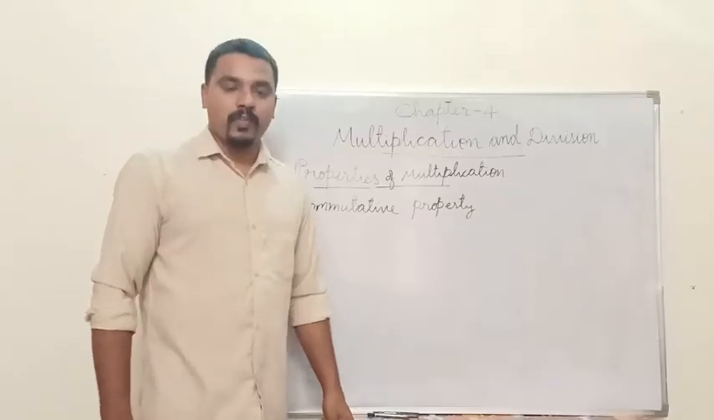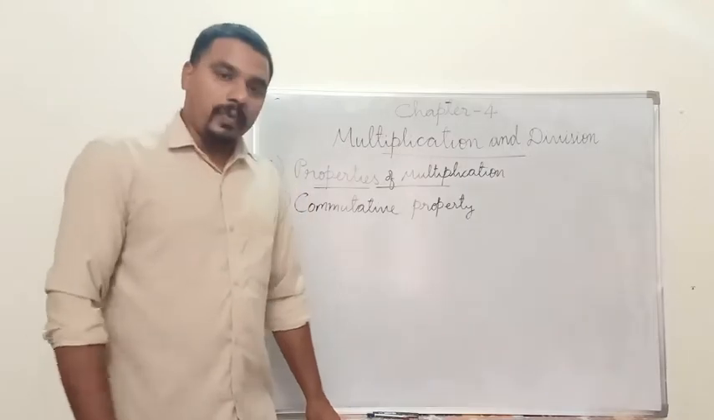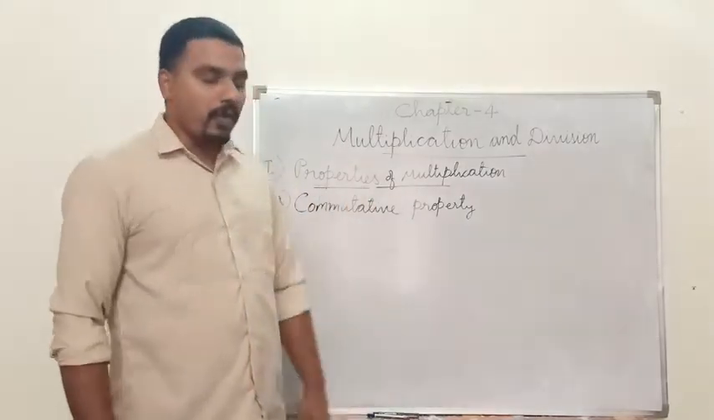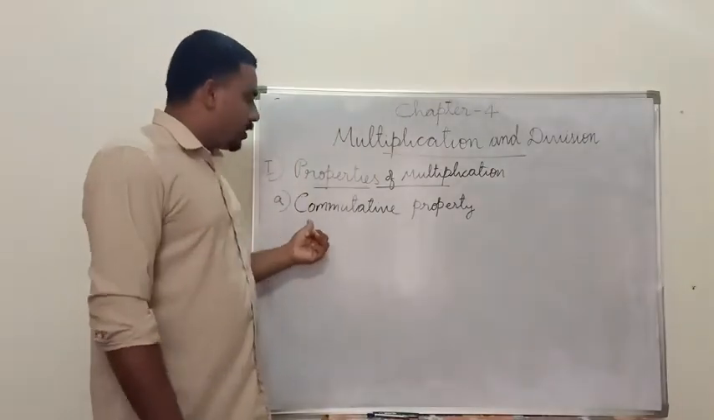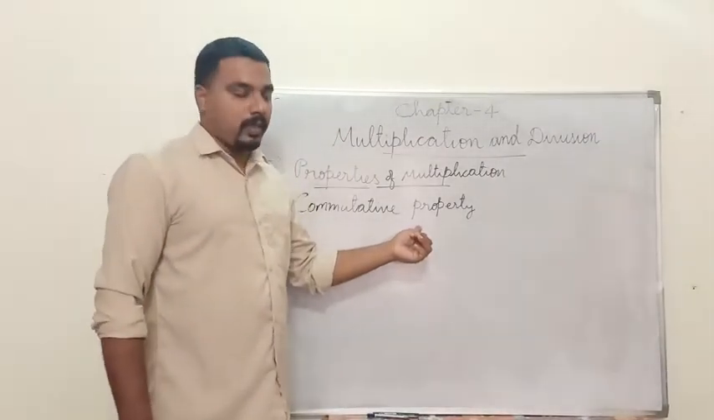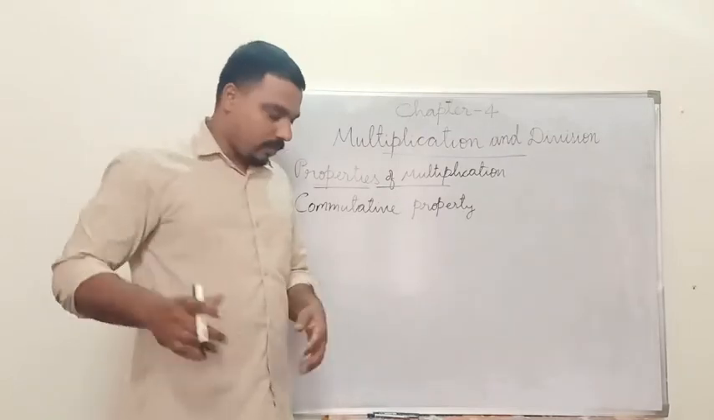Welcome back to chapter 4, multiplication and division. Today the main topic is properties of multiplication. The first point is commutative property. What is commutative property of multiplication? Let us see one example.